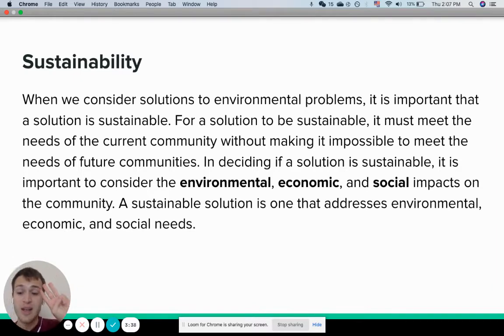We need to consider the environment, the economy, and society. A sustainable solution is always going to address all 3 of those things. For a solution to be totally sustainable, for a solution to be totally good, it needs to meet the needs of the environment, the economy, and society.